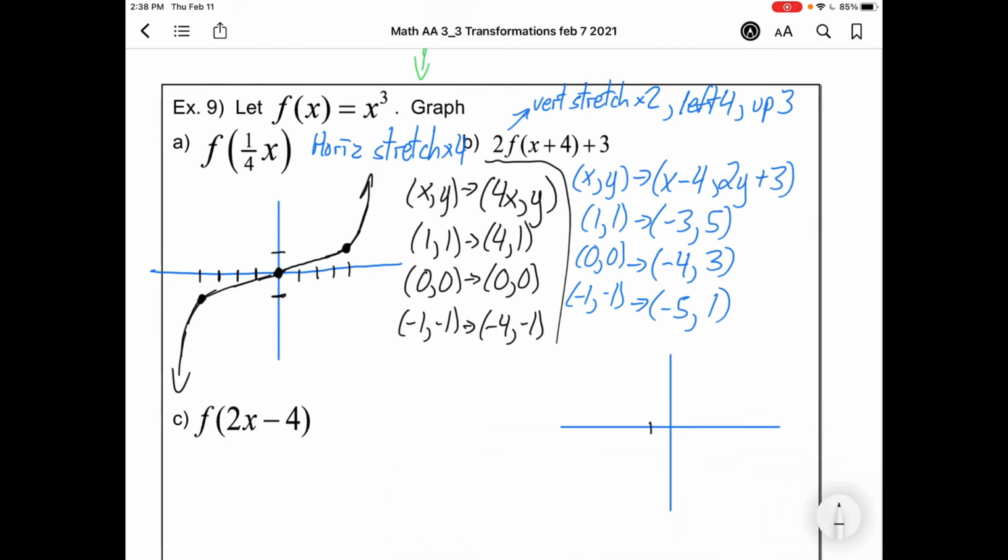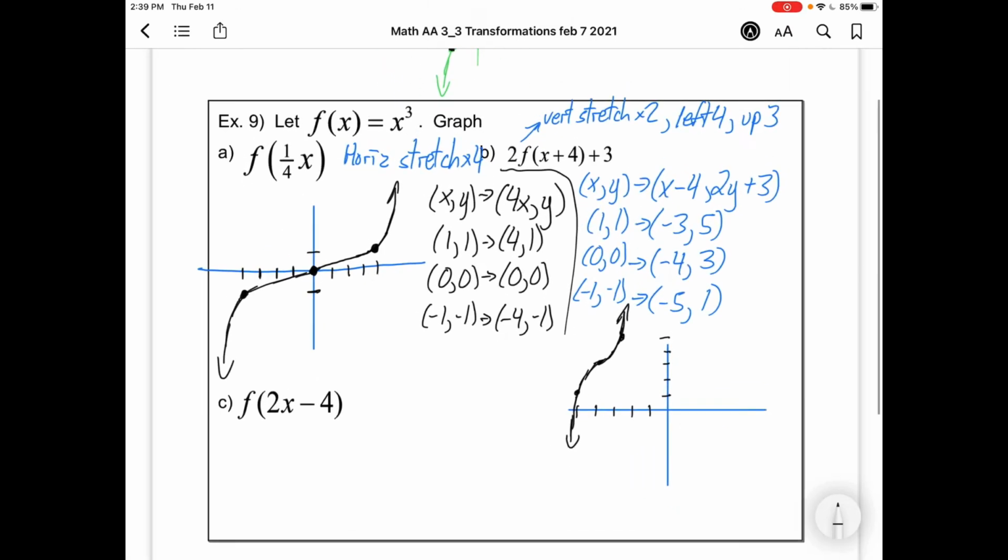So negative 1, 2, 3, 4, 5. 1, 2, 3, 4, 5. Okay, so negative 3, 5 was one of them. Negative 4, 3 was another. And negative 5, 1. Here we go. Now notice the middle one would be kind of Travolta's neck. So it's where we have that inflection point. And there's our general look. We've got a few key points. And we have a nice looking graph.